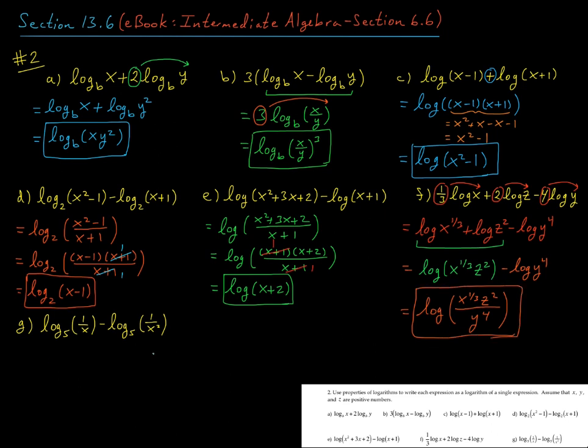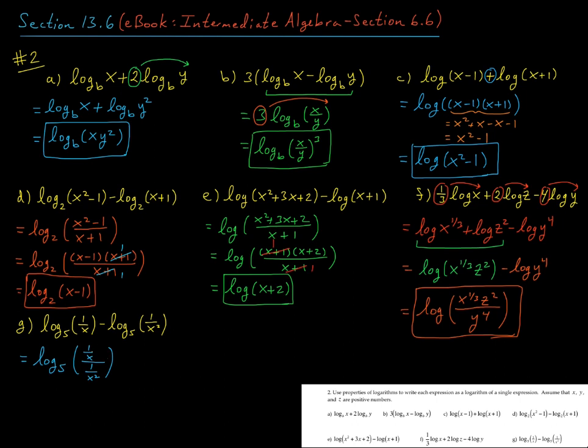All right. And then lastly, for part G, we got log base 5 of 1 over x minus log base 5 of 1 over x squared. Okay, so I have a difference of logarithms. So we could go ahead and start by saying this is log base 5 of, and then 1 over x would be the numerator. I'm going to divide that by 1 over x squared for the denominator.